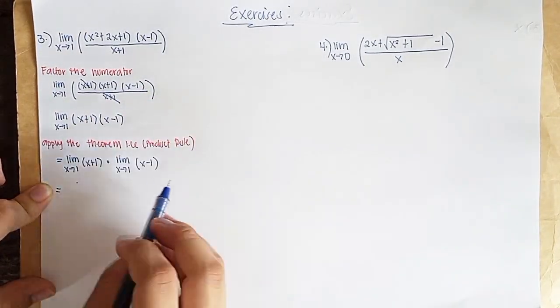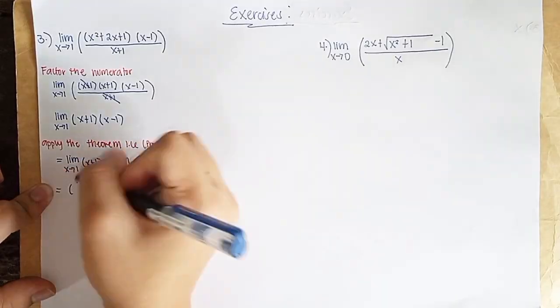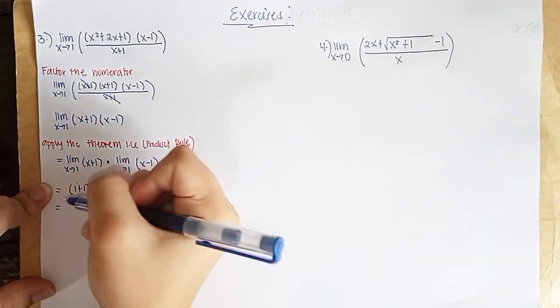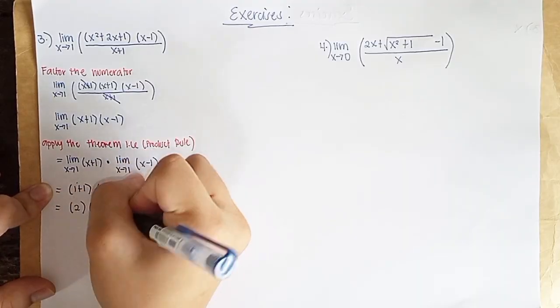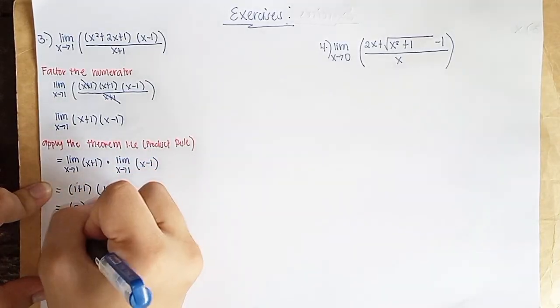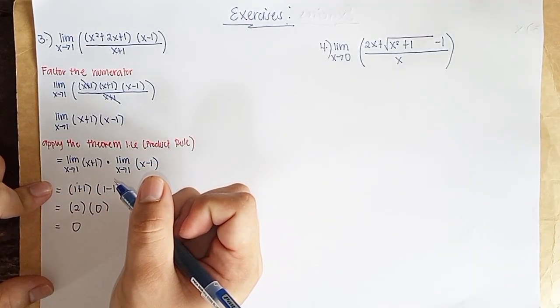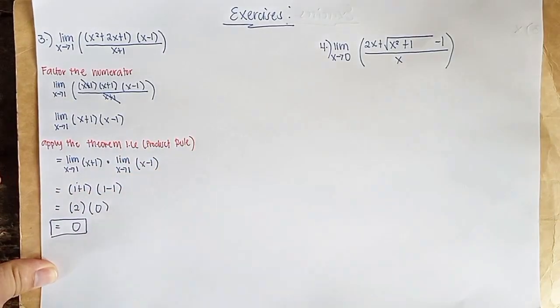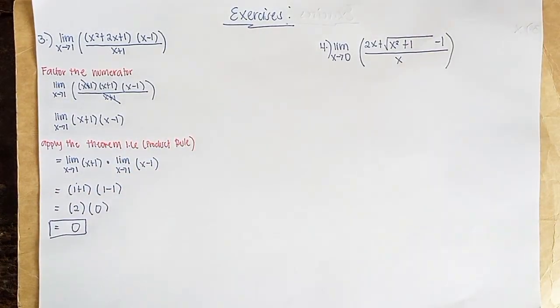So let's take the limit of these two expressions. The limit as x approaches 1 of x + 1 times the limit as x approaches 1 of x - 1. Then let's substitute the value of x, which is 1. So 1 + 1 times 1 - 1. We all know that 1 + 1 equals 2 and 1 - 1 equals 0. Then let's multiply 2 times 0, which is equal to 0.